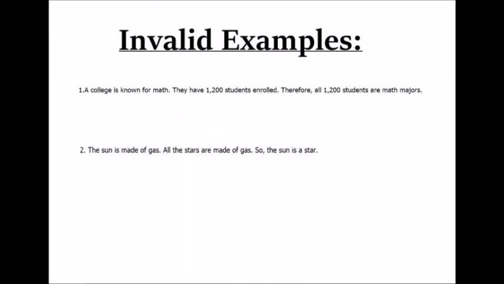Invalid examples. A college is known for math. They have 1,200 students enrolled, therefore all 1,200 students are math majors. So let's put this in standard form. We have it in standard form now. And so you have your premises and conclusion.